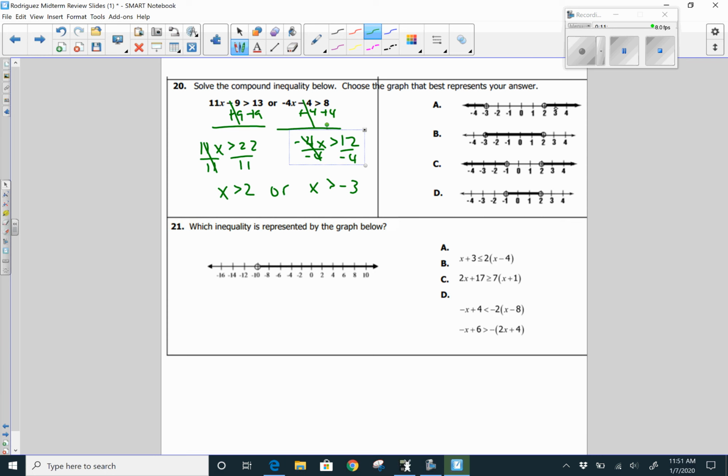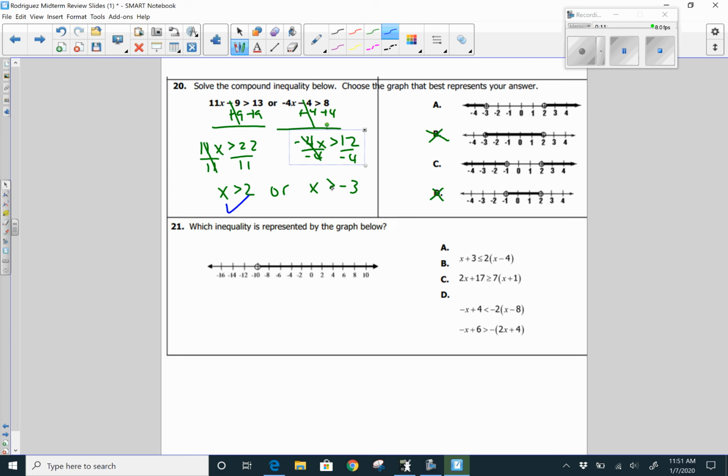So this could be it. This cannot be it because this is going to the left. This is going to the right, so this could be it. This is going to the left, so this cannot be it. Okay, so we already eliminated it down to 2 of them, A or C. So now we dealt with this first part right here. Check. Now we have to check this one.